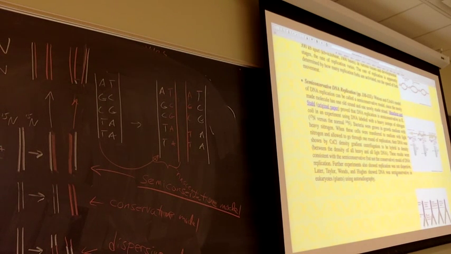But after the second generation, sure enough, one of the chromatids was labeled and the other one was not. So again, that was consistent with semi-conservative replication. That's what you would expect with semi-conservative replication.